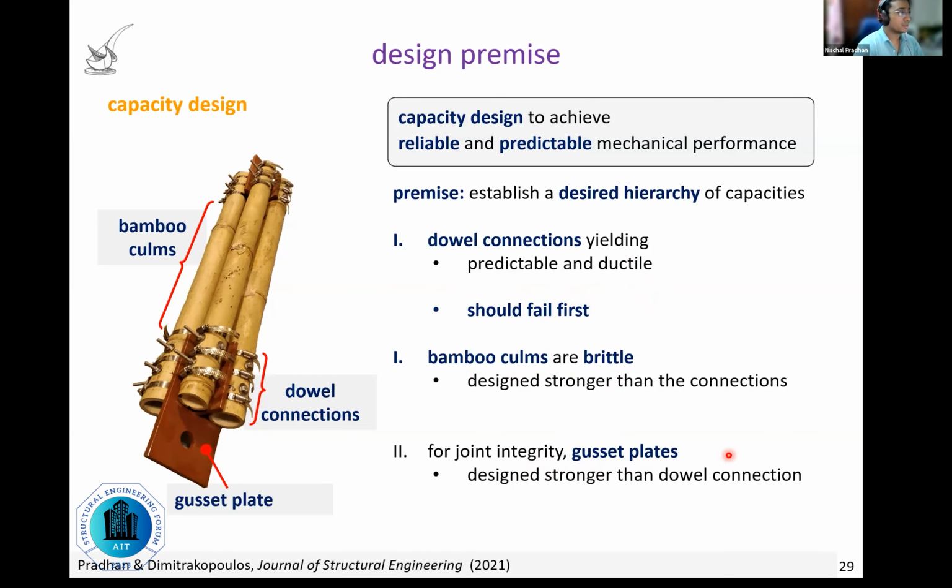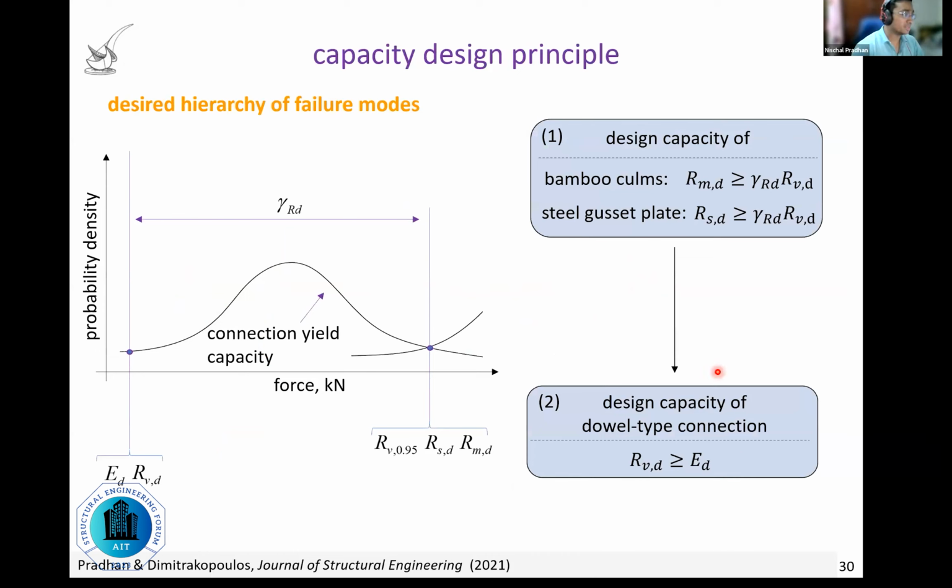Okay. So, in other words, the design capacity of dowel connection equals or exceeds the design load effect acting on the axial member, and everything else is designed at the overstrength of the design yield capacity of dowel type connection.